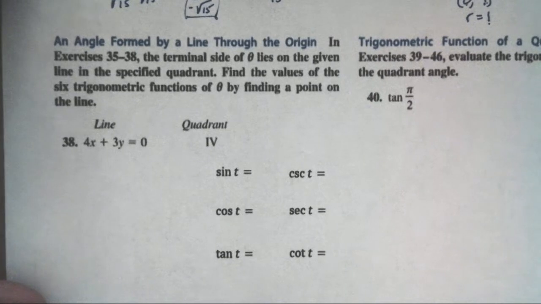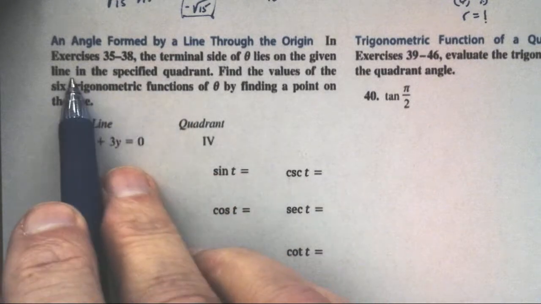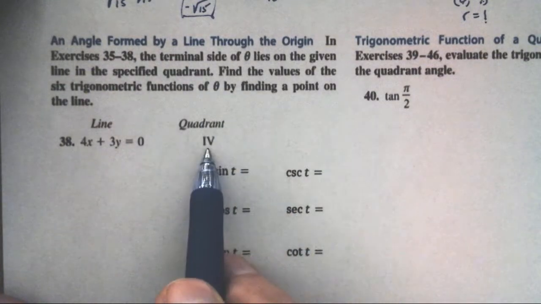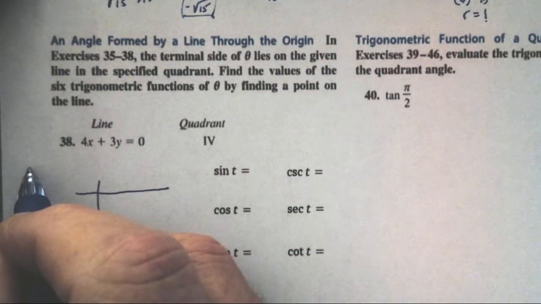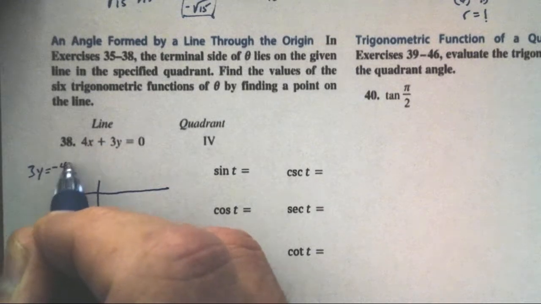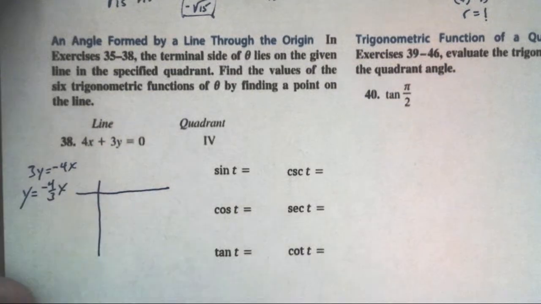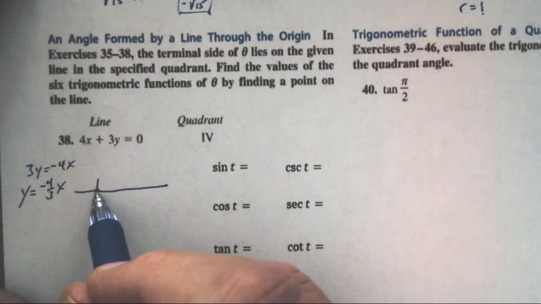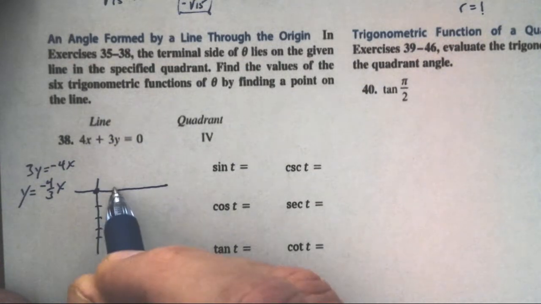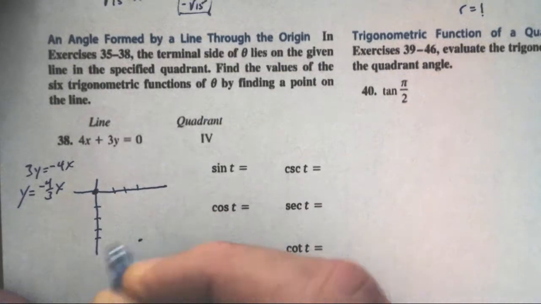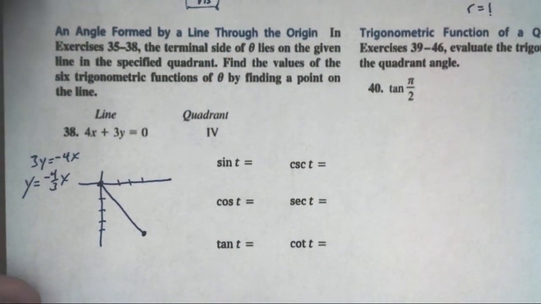Okay, more of the same. They're going to keep trying to fool us with things, but here they tell us the terminal side lies on the line in the specified quadrant. Quadrant 4, we're going to build this. This is the line. I'm going to solve this for y. 3y is -4x. Y is -4/3 x. So this has a y-intercept here, which it would have to have, and a slope of down 4 over 3.